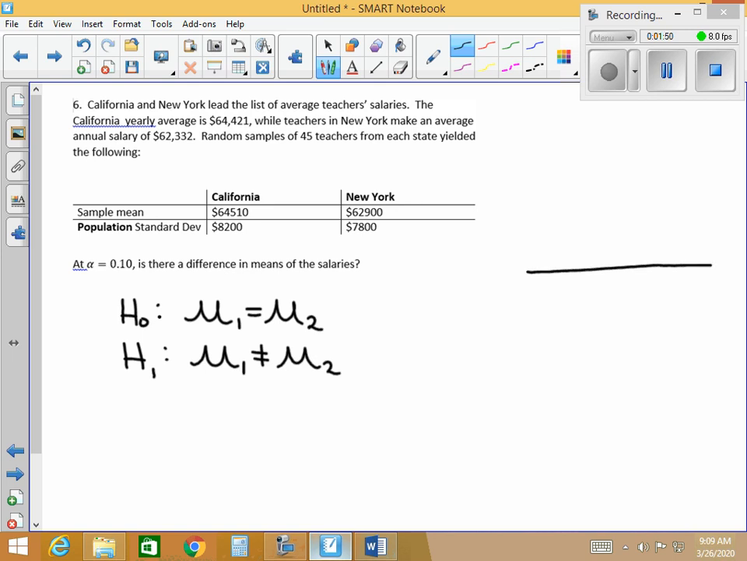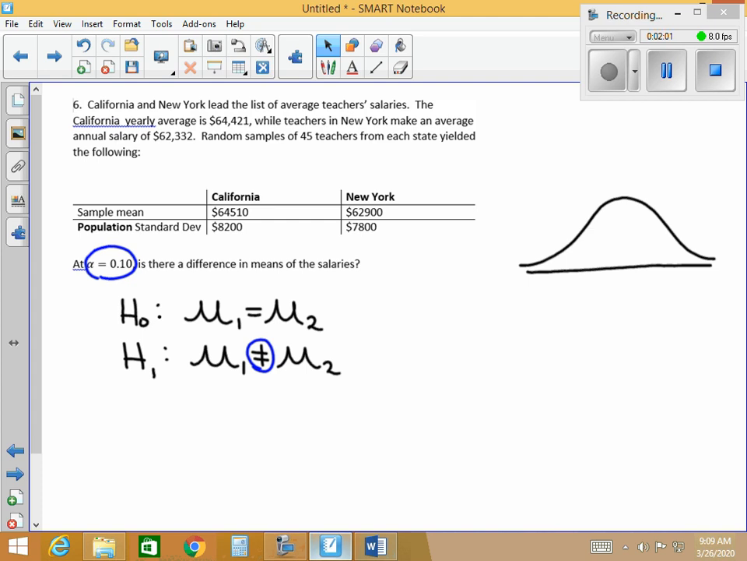If alpha is equal to 0.10, and I have a two-tailed test, my z sub alpha over 2 scores are plus and minus 1.65.